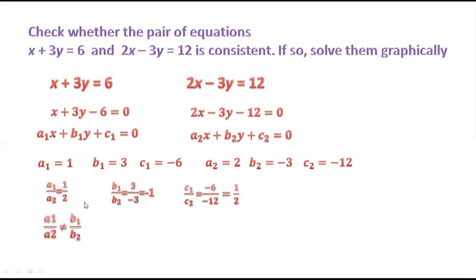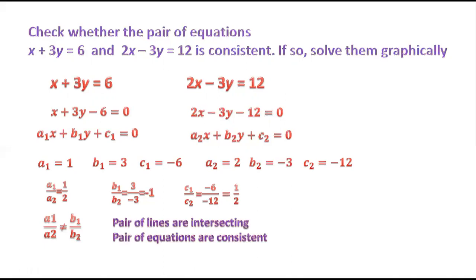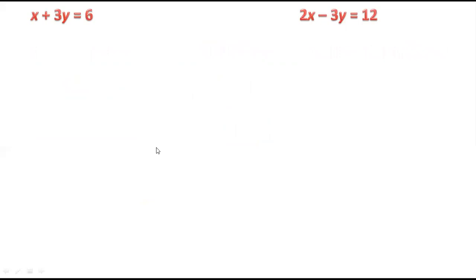See here, a1 by a2 is not equal to b1 by b2. Therefore, the lines are intersecting and the pair of equations is consistent, which means it has a solution. Here the lines are intersecting, so you will get only one solution. Let us find two solutions for both the equations.